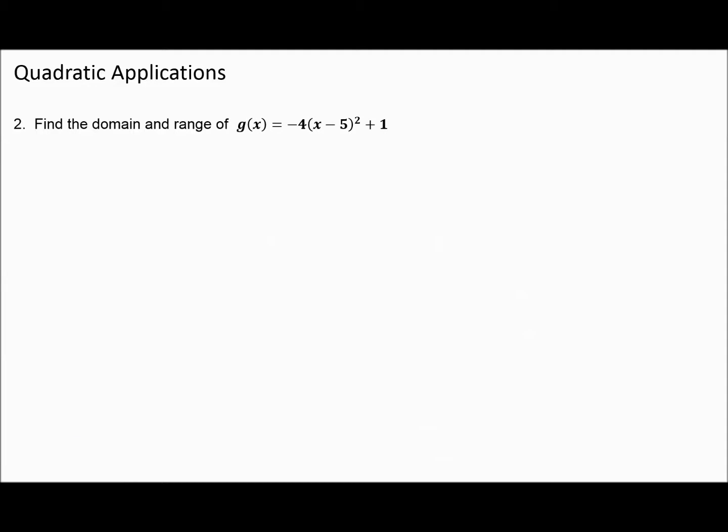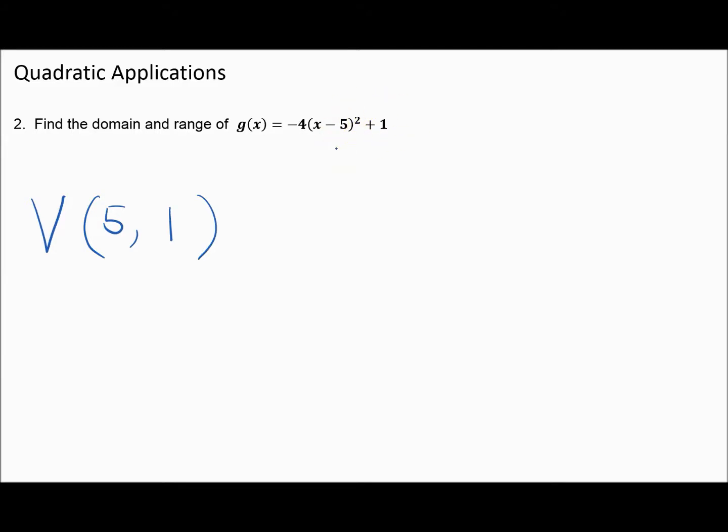So let's try another problem. Find the domain and the range of g of x equals -4, parentheses, x minus 5 squared plus 1. Once again, I have given you a quadratic function, we know because of the squared, and it's already in standard form. So I can read the vertex right from the function. It's always the opposite of the value being added or subtracted from the x. In this case we're subtracting, so the x value of the vertex is 5 and the y value is 1. We keep the same sign on the outside.